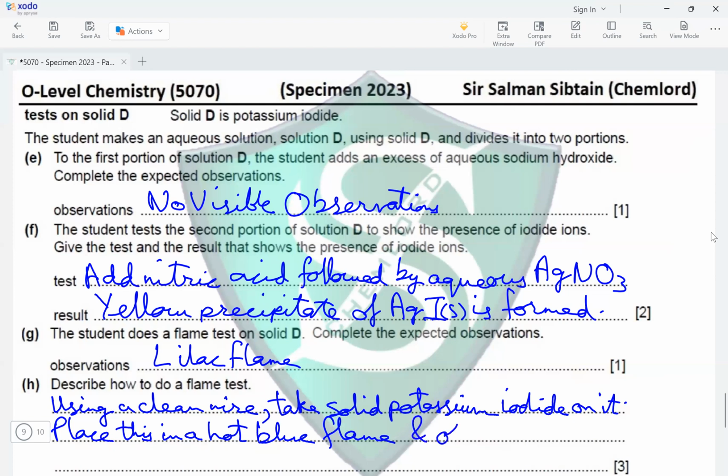and observe the flame color produced. You can also record it. When you place potassium, you will end up with a lilac flame.